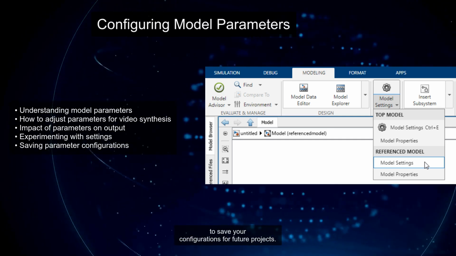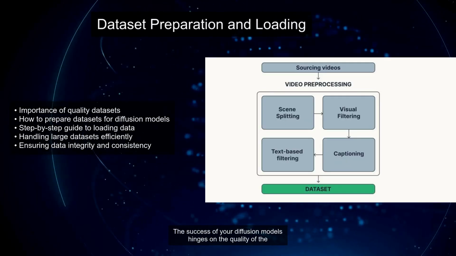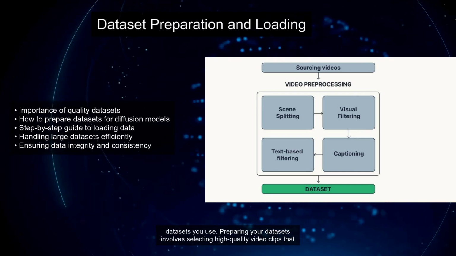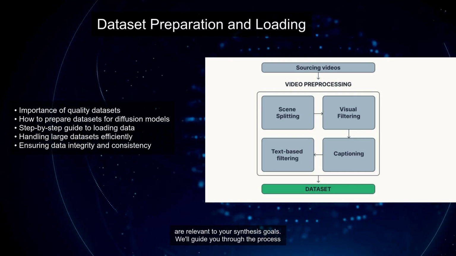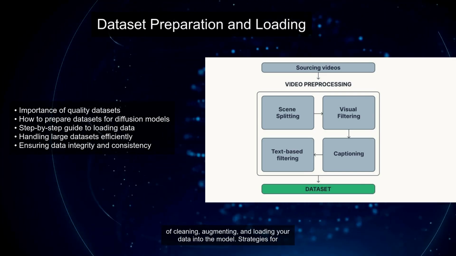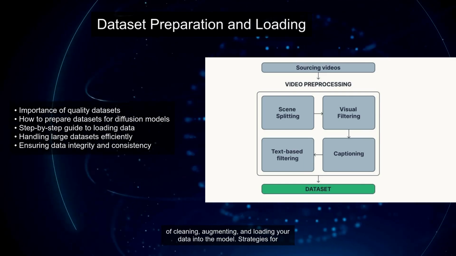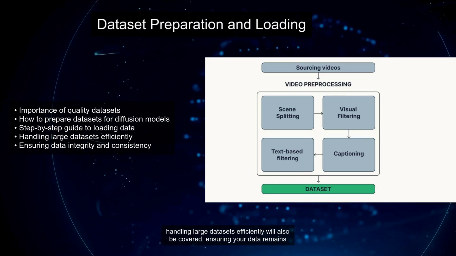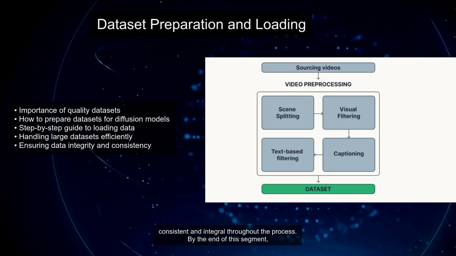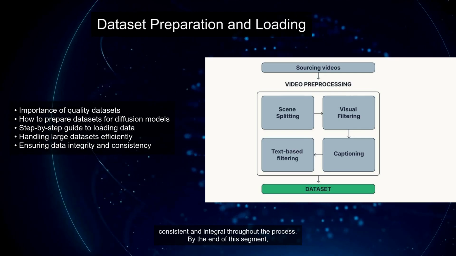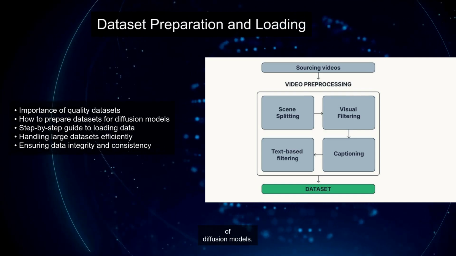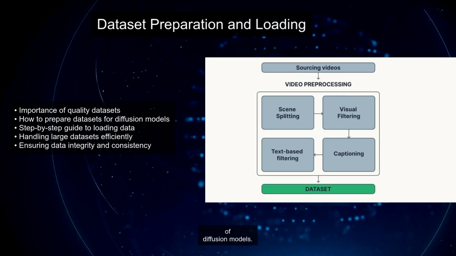The success of your diffusion models hinges on the quality of the datasets you use. Preparing your datasets involves selecting high-quality video clips that are relevant to your synthesis goals. We'll guide you through the process of cleaning, augmenting, and loading your data into the model. Strategies for handling large datasets efficiently will also be covered, ensuring your data remains consistent and integral throughout the process. By the end of this segment, you'll know how to prepare and manage datasets that maximize the potential of diffusion models.